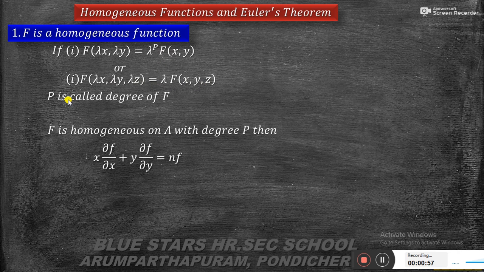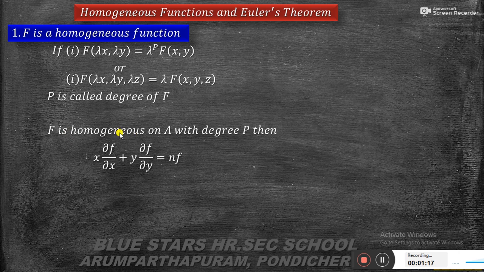So we call p the degree of f here. That means lambda power p will come here, p will come. So that means f of lambda x, lambda y, lambda z equal to lambda power p f of x comma y comma z. So p is called the degree of f.